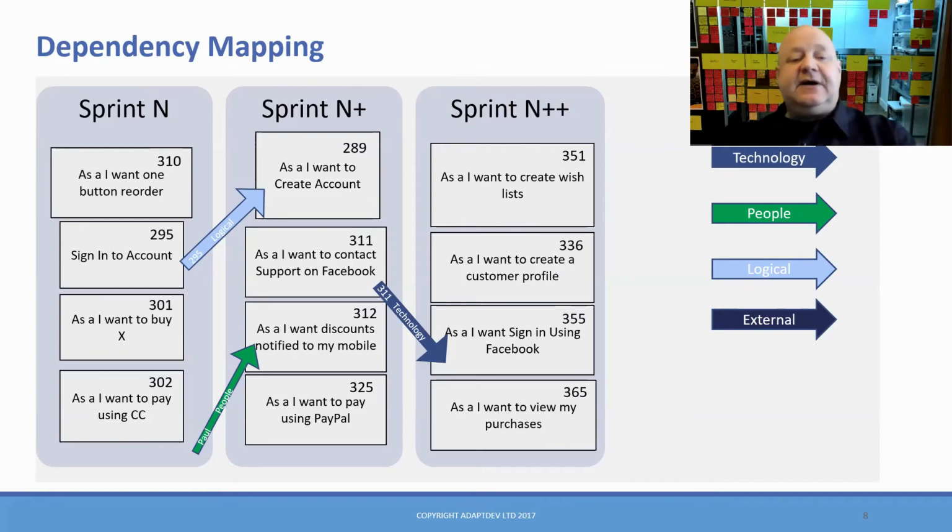So in here, item 312 has a dependency on the people, Paul. So if Paul's not around, how can you actually deliver it, right? And there, item 355 has a dependency on item 311. So you can choose either if you want to sign in using Facebook, right? But, oh God, I wouldn't actually look into this, right?